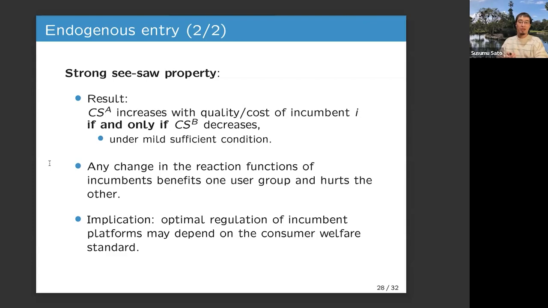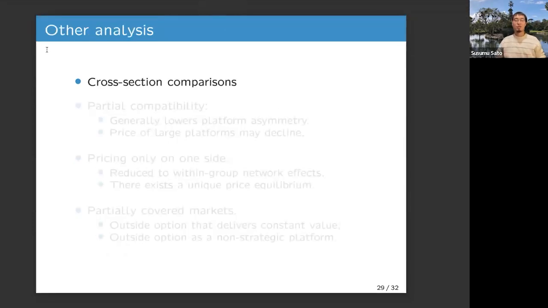So these are the main analyses we wanted to talk about. But other than these analyses, we did several things, including cross-section comparisons. So we take one equilibrium and compare the outcomes, such as prices set by different platforms within a single industry.